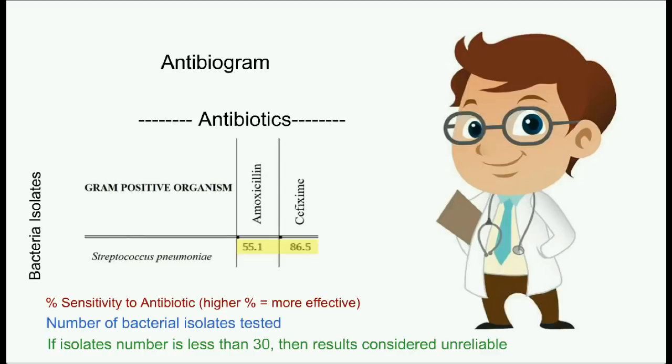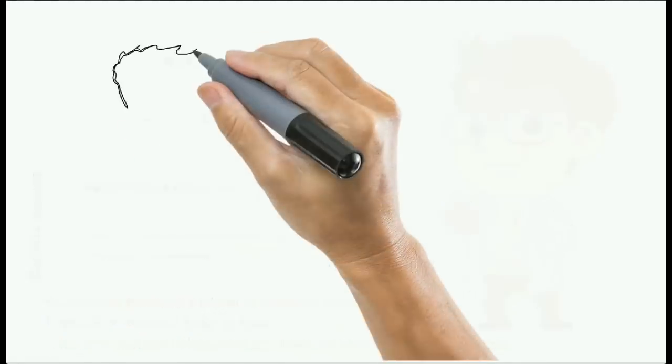After manually reviewing the document, the physician finds that excessive use of amoxicillin has rendered it only 55.1% effective for treating streptococcal infections. He does find, however, that the antibiotic cefixime is 86.5% effective. With this information, the physician gives Tom a new prescription for cefixime. A few days later, Tom's infection clears up. He is no longer feeling sick and tired, but happy and healthy.